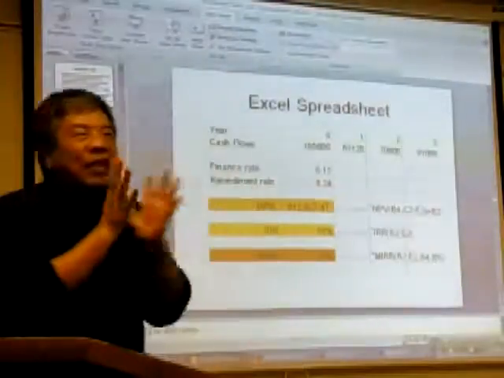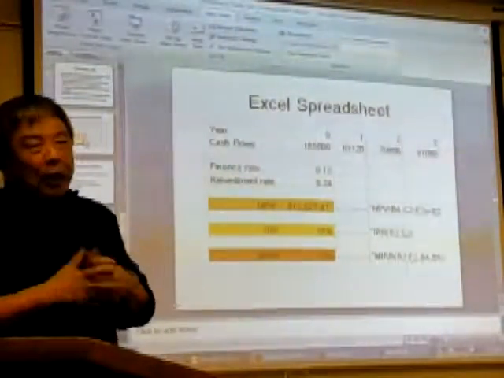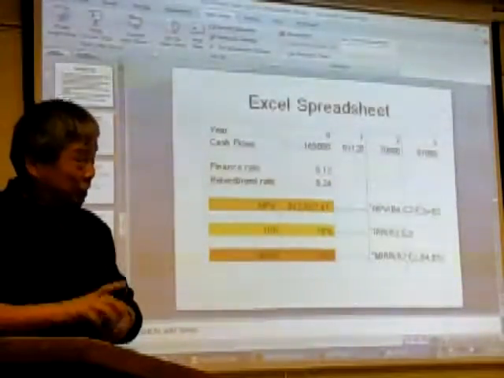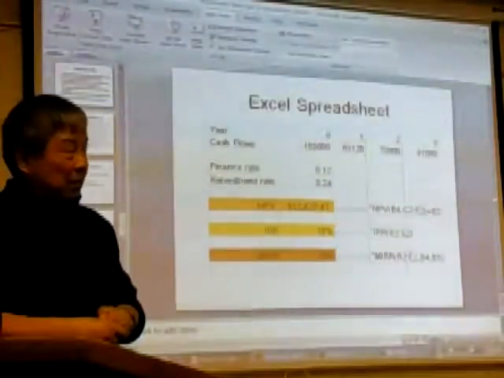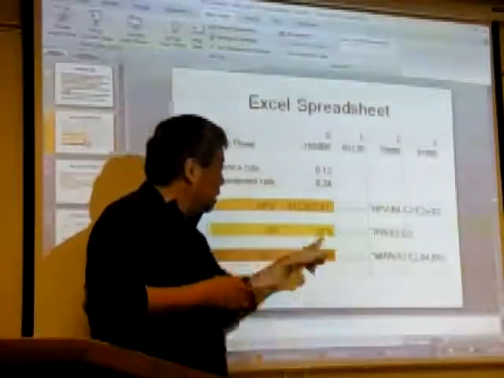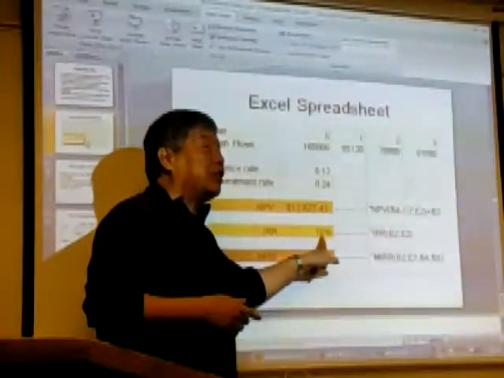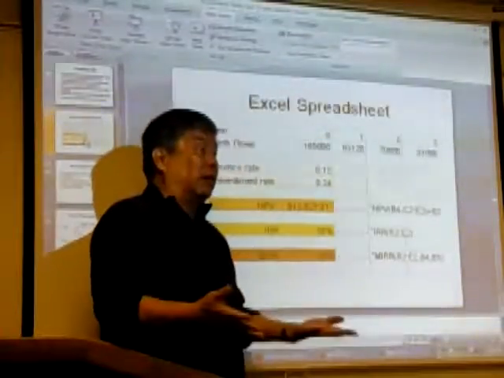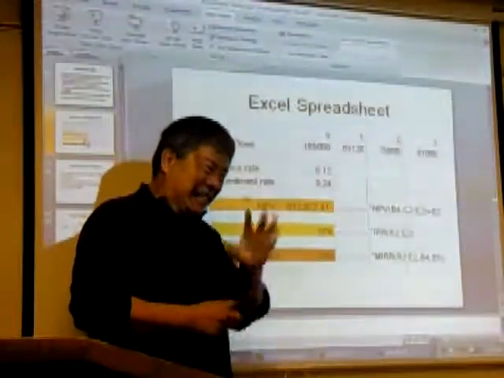For example, let me just give you a hypothetical example. Your boss gives you a project to evaluate. Your boss really wants this project. So you calculate all those things. You have an internal rate of 16%. But your cost of capital, let's say, is 17%. Slightly low.